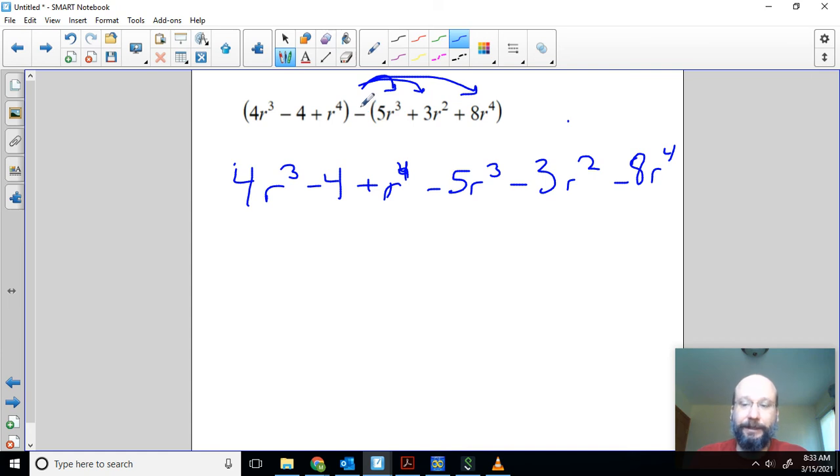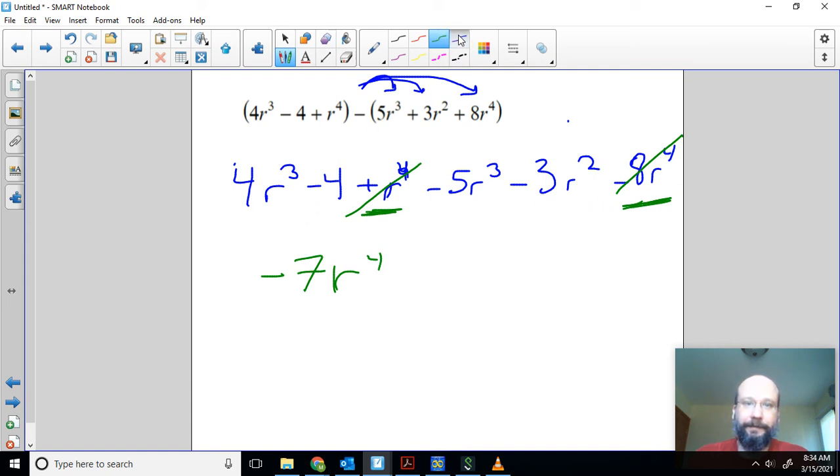Right, because I'm multiplying negative 1 times 5, getting negative 5. Negative 1 times 3, get negative 3. Negative 1 times 8, get negative 8. And now it's 6 terms, but I'm still just combining my like terms. I should start with the highest exponent, which would be r to the fourth. So I have this r to the fourth and this r to the fourth. So that's 1 minus 8, negative 7r to the fourth. I can scratch it out so I don't get confused.